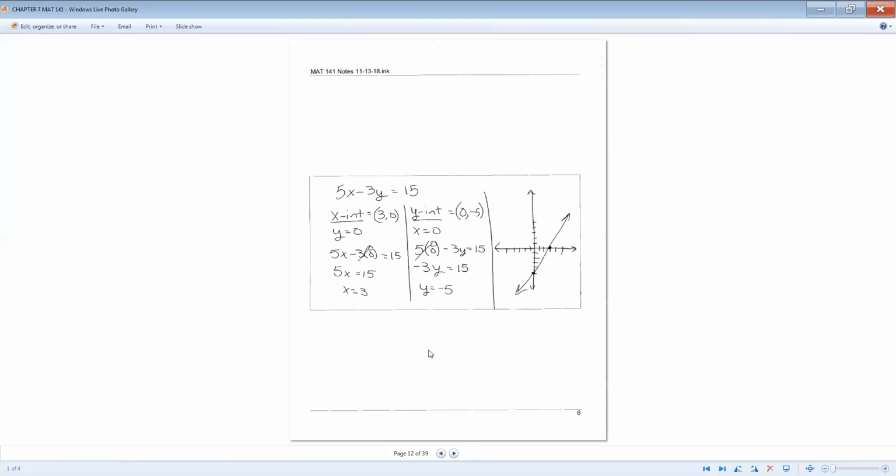One more, 5x minus 3y equal to 15. To find my x-intercept, I let y be equal to 0, plug in 0 for y. That leaves me with just 5x equal to 15, divided by 5, x equal to 3. To find my y-intercept, let x be equal to 0, plug in 0 for x. That leaves me with negative 3y equal to 15, divided by negative 3. Y is equal to negative 5, so that's 0, negative 5. Graph those 2 points, and this will be my line.